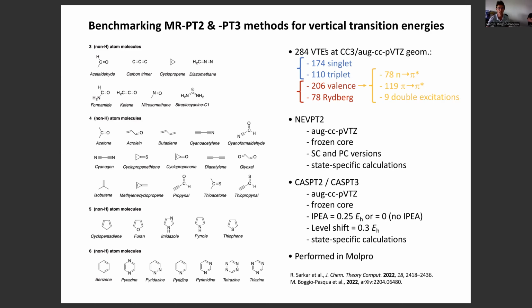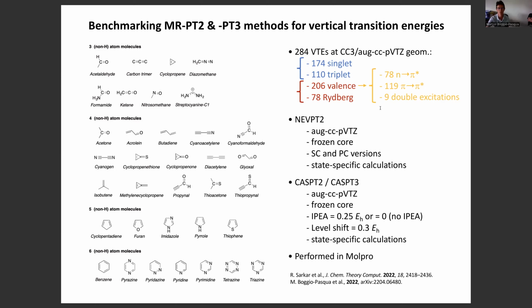Among these vertical transition energies, you have 174 transitions to singlet states and 110 transitions to triplet states. You have also various types of excited states. You have 206 transitions of valence type and 78 Rydberg states. And among the valence states, you have n to pi star, pi to pi star, and a few double excitations as well.